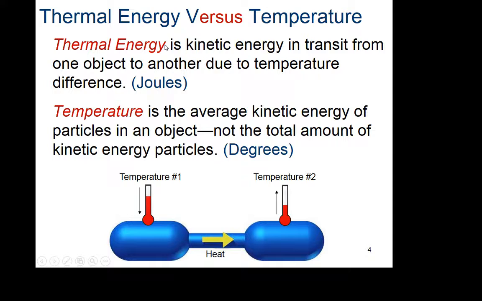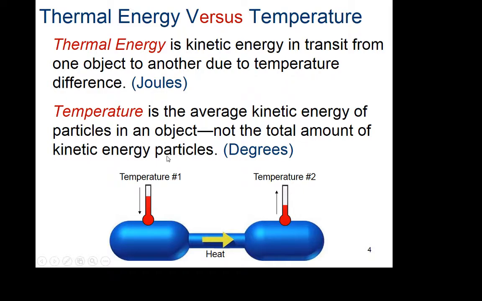So thermal energy is kinetic energy in transit from one object to another due to a temperature difference. So when you touch something that's hot or touch something that's cold, it's energy moving from one place to another. So thermal energy is specifically talking about the transfer of energy from one thing to another, and that's measured in joules.